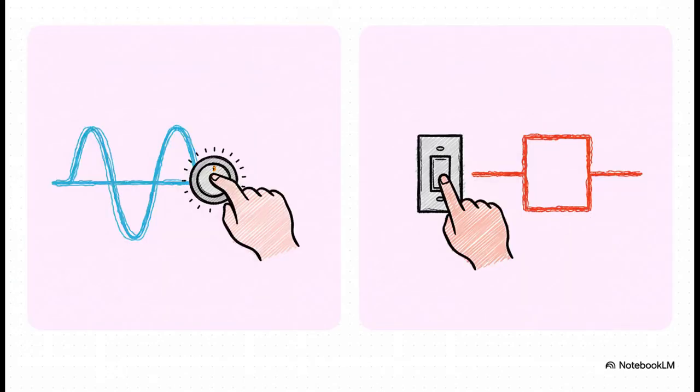So here's the key difference. Analog signals are these smooth, continuous waves, kind of like using a dimmer switch on a light. You can have any brightness in between. Digital signals are the exact opposite. They're like a regular light switch. It is either on or off, a 1 or a 0. There is absolutely no in between.